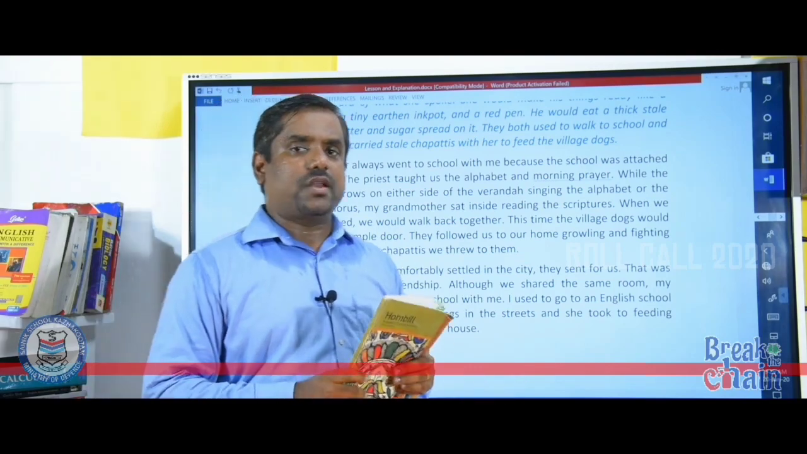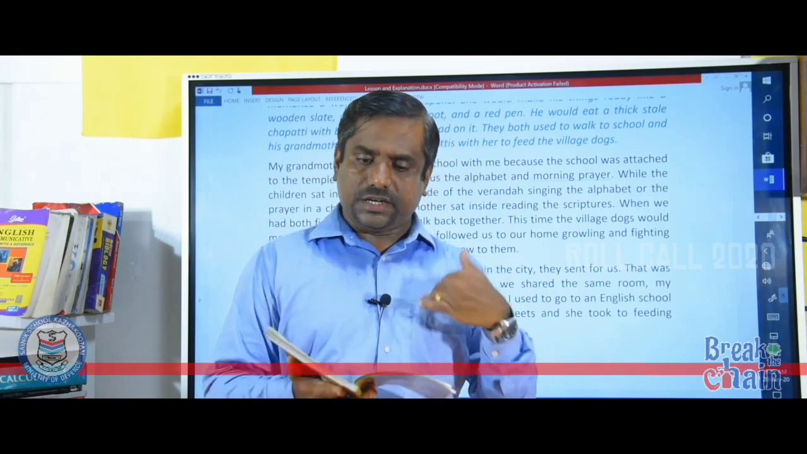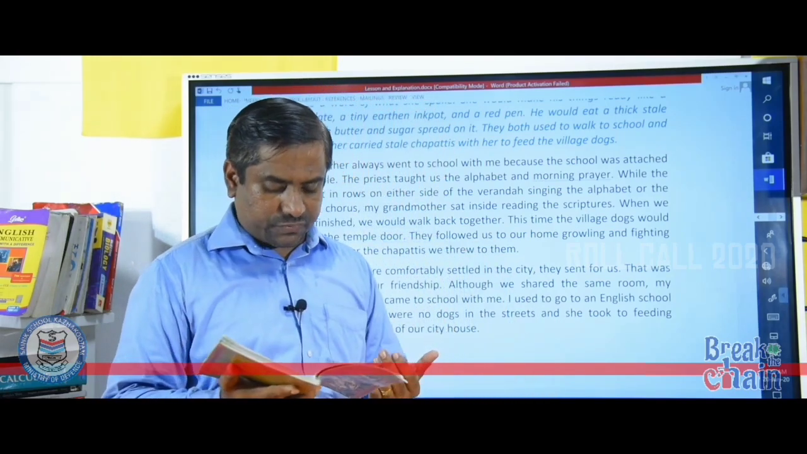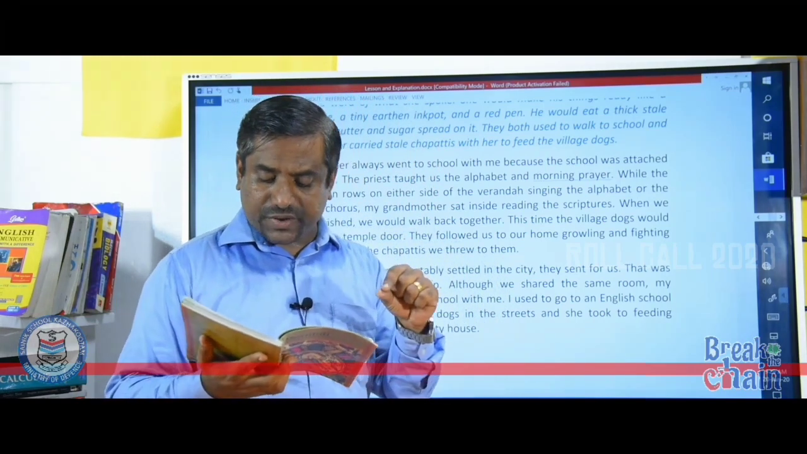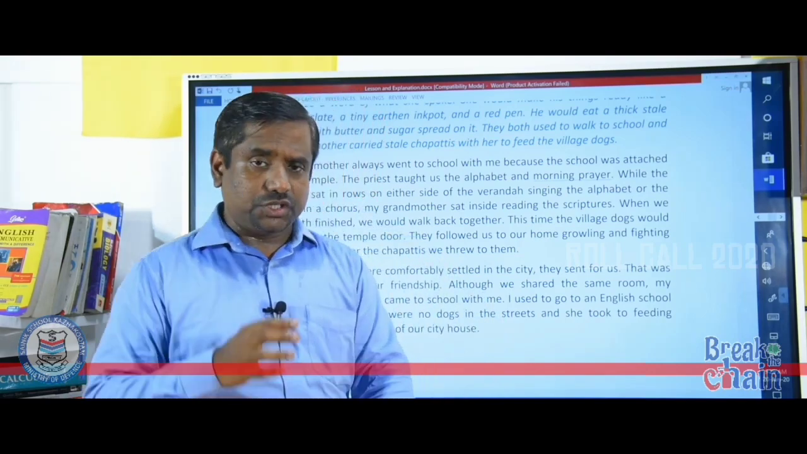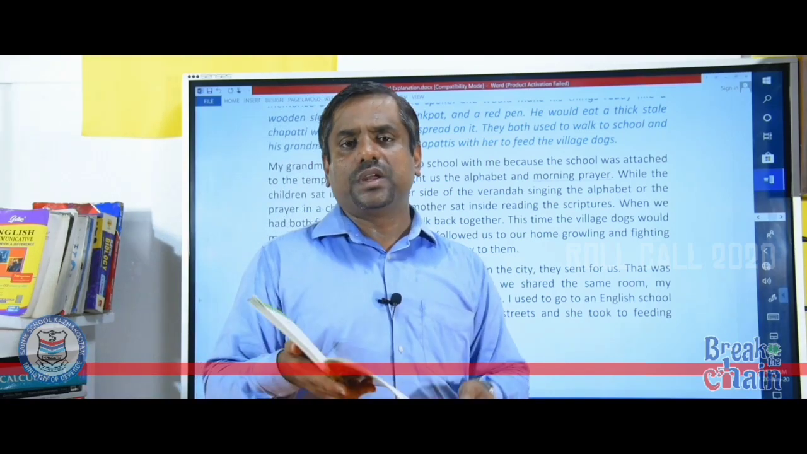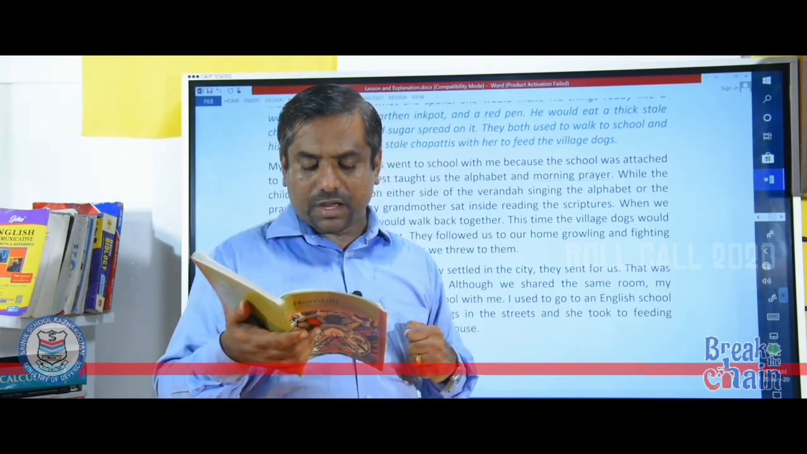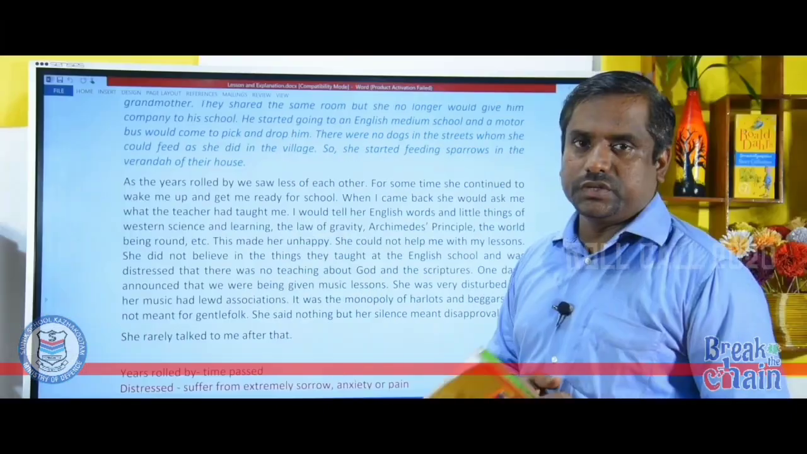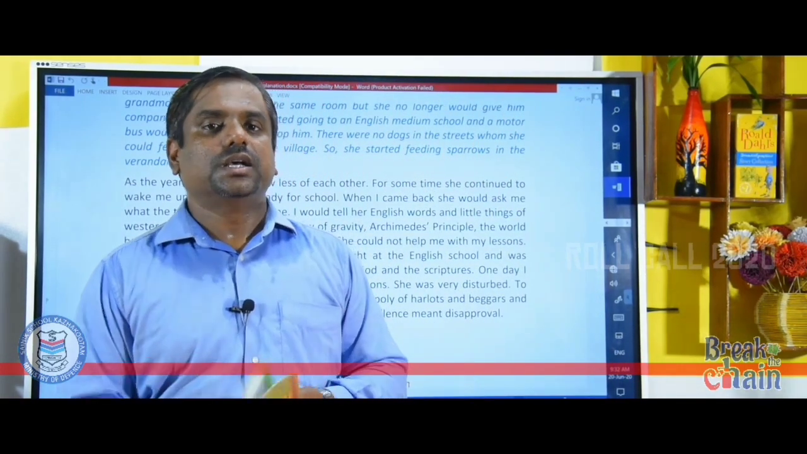Now here, no more stray dogs could be seen because all those dogs were in the village. Here there were no dogs. Instead she started finding time to feed home sparrows in the courtyard of our city house. You see here, she took to feeding. That way of expressing it, the word take is used to show a new habit getting developed in the grandmother. She started feeding the sparrows who came in the courtyard of their city house. So there is a change taking place, as I told you, from village now we have reached city.